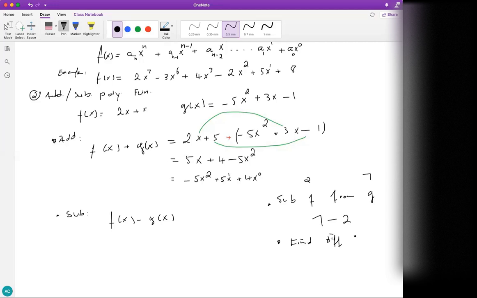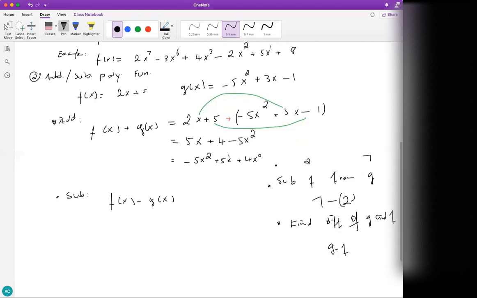But if it says find the difference of g and f, which one goes first when you subtract? Find the difference of g and f. So we keep the same order. If it says find the difference, g minus f. But if it says subtract f from g, remember the from goes first. Always the from goes first, then the first one. When you write the first one, make sure you write it in parentheses when it's a polynomial function.